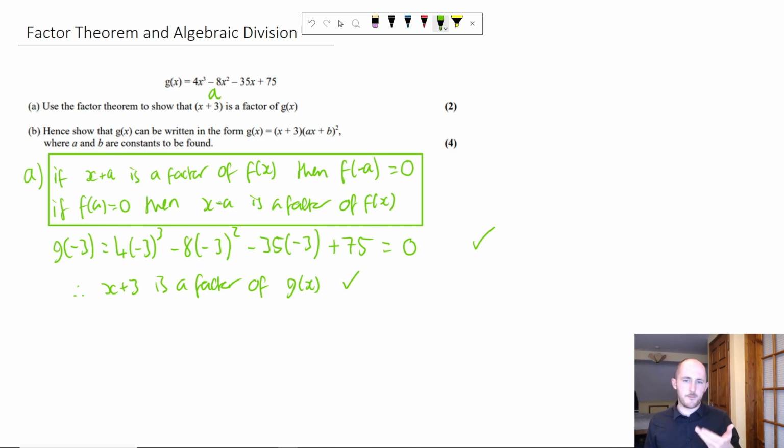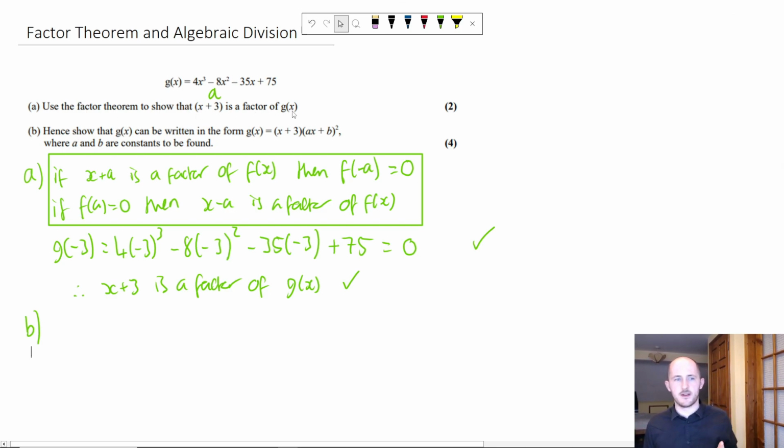Okay? Now for part B, it then says hence show. And remember what I said in the first video, I tried to hammer it into your brains. Hence means you have to use part A. Now, let's think what this means. Well, it tells me that what this factor theorem tells me is that x plus 3 is a factor of g of x.